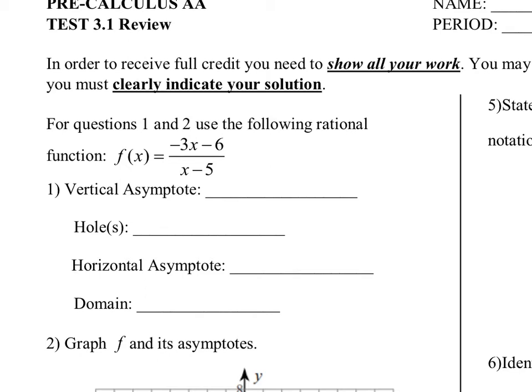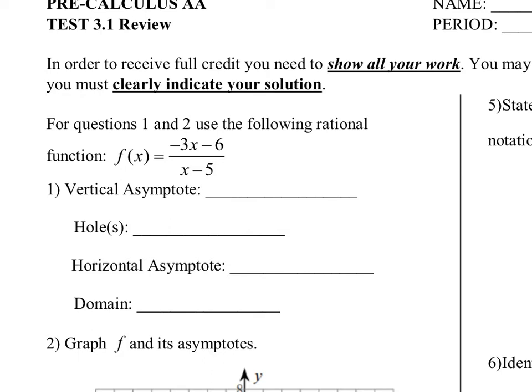I'm going to try to do this very quickly. If you need to rewind or go back to check what I've talked about, then go ahead and use the rewind. Okay, so for questions 1 and 2, we're going to use the same function. It's going to be negative 3x minus 6 over x minus 5. And what we're looking for are the vertical asymptote, the holes, the horizontal asymptote, and the domain.